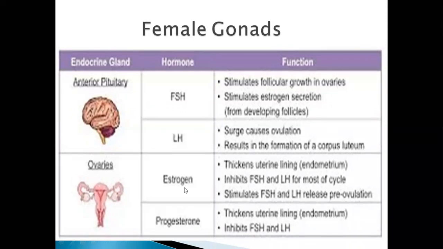Besides this, estrogen is also responsible for the secondary sexual characters in females. And one thing more, it also aids in healing and repair of the uterine wall after menstruation.